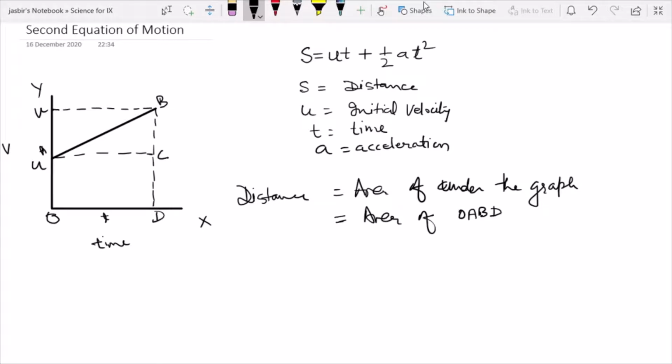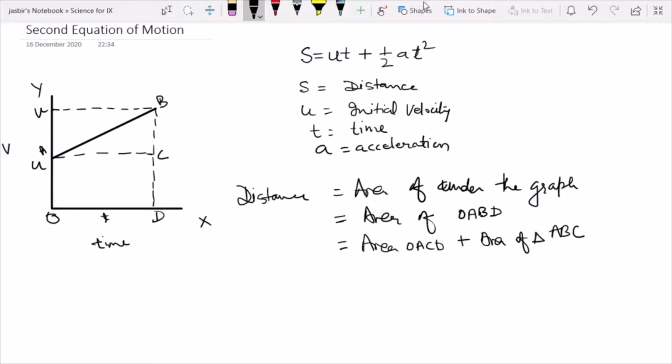So distance traveled by the object in time t is equal to area of figure OABD, and this OABD is a trapezium, and it is made up of a rectangle OACD and triangle ABC. So area of figure OABD is equal to area of rectangle OACD plus area of triangle ABC.